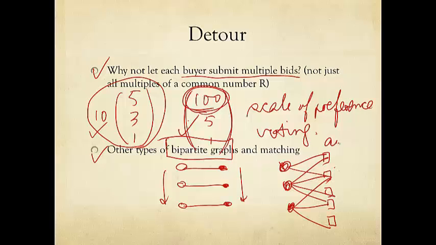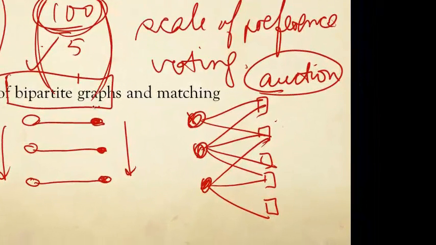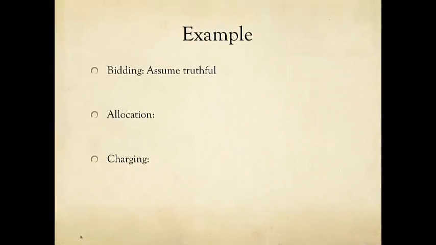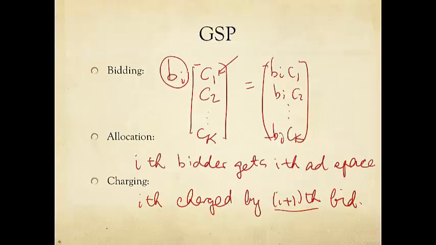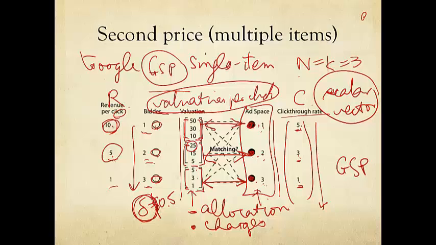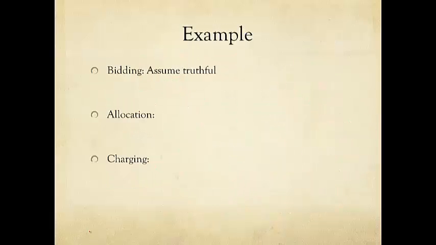Auction is a particular special case of bipartite graph usage. We're going to later see more bipartite graphs and more matching methodology in bipartite graphs. So that's a quick detour. Now let's go back to that example. Which example? This example. Okay, we got 3 bidders with 10, 5, 1 being the R's, and 3 ad spaces with 5, 3, 1 as the click-through rates. So before we forget, let's write those down: 10, 5, 1, and 5, 3, 1.